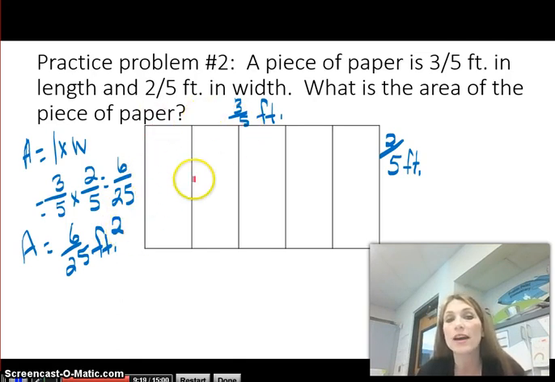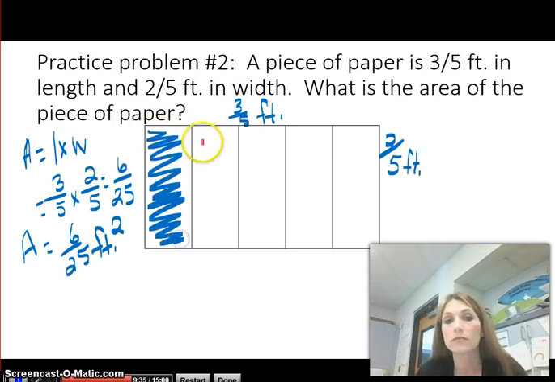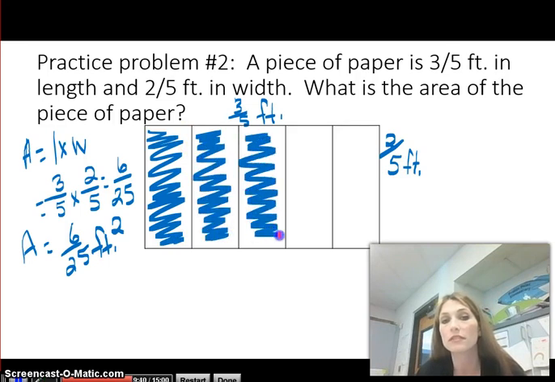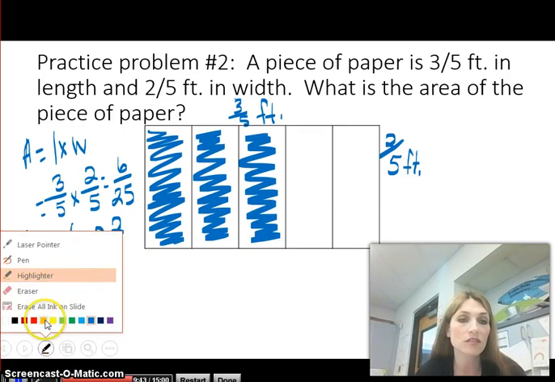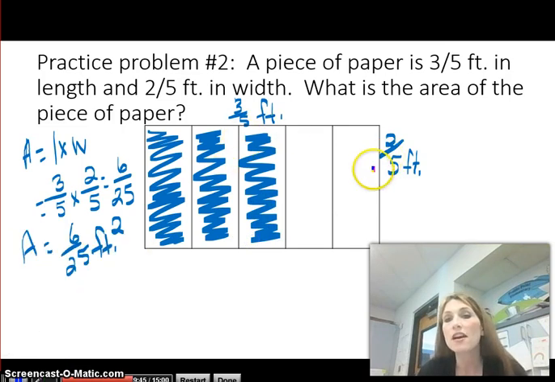Now let's look at how we'd show that in our model. So I've already taken the denominator of 3/5 and I've divided this whole piece of paper into 5 equal pieces. And I'm going to color in 3 of those to represent that fraction. So 1/5, 2/5, and 3/5. Okay, let's change colors. All right, now I've got to divide my next piece over here. It also needs to be divided into fifths.